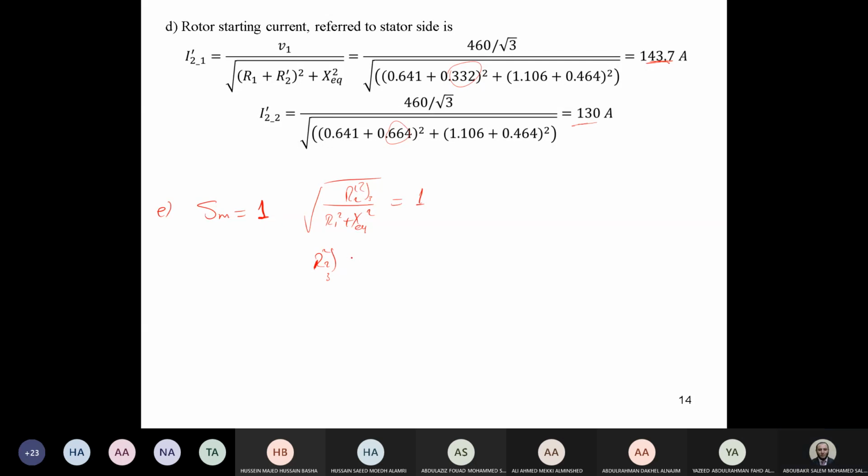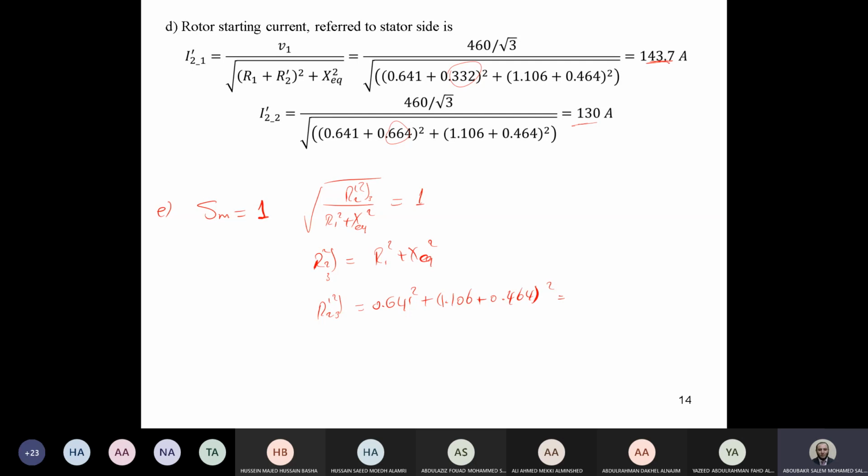Okay, R2 prime squared equals R1 squared plus X equivalent squared. So R2 prime squared in case number 3 equals, we can substitute now by the values we have, which is 0.641 squared plus (1.106 plus 0.464) all squared. Let me calculate it to see exactly the numerical value of resistance.